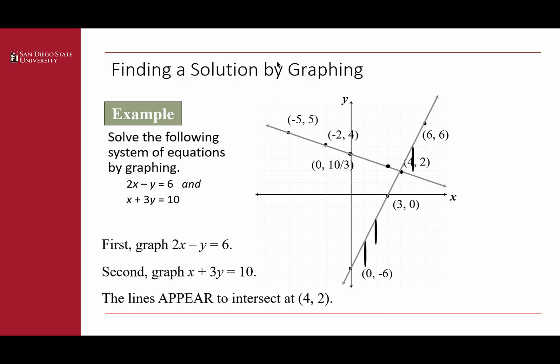The question asks us to solve the following system of equations by graphing. So we already have the graph on the right side. The system consists of these equations. The first one is 2x minus y equals 6, and the second one, x plus 3y equals 10. The first thing we should do is to graph 2x minus y equals 6, and it's already drawn on the right side. As you see, which line belongs to which function is not written here, so we have to find it ourselves.